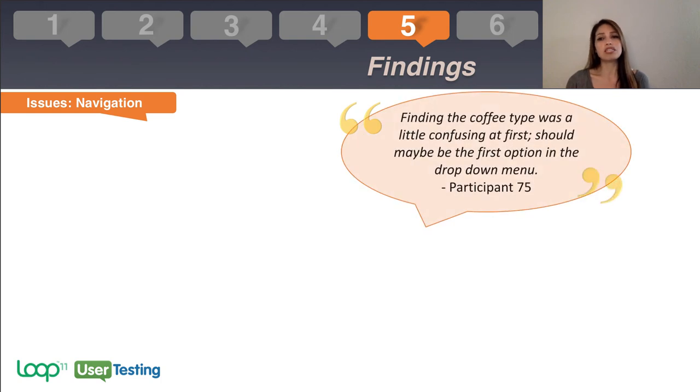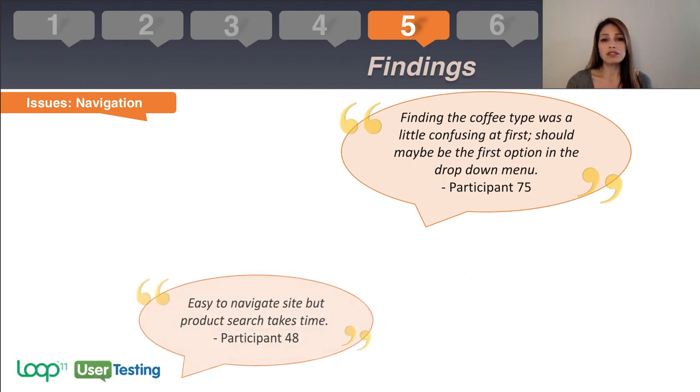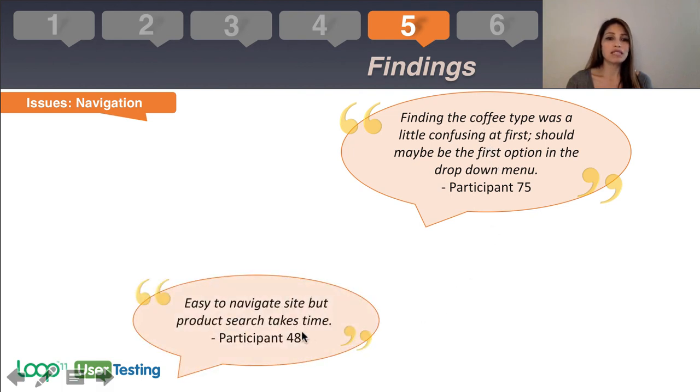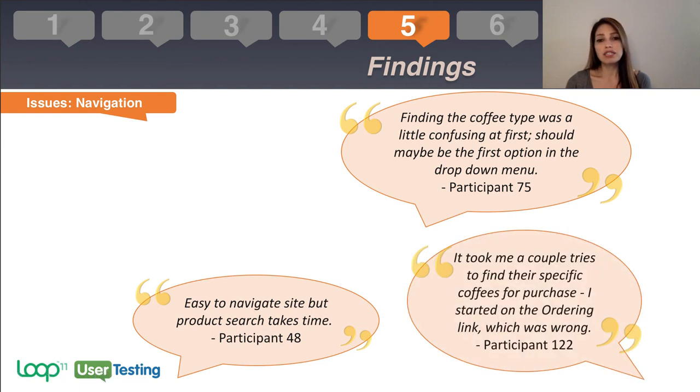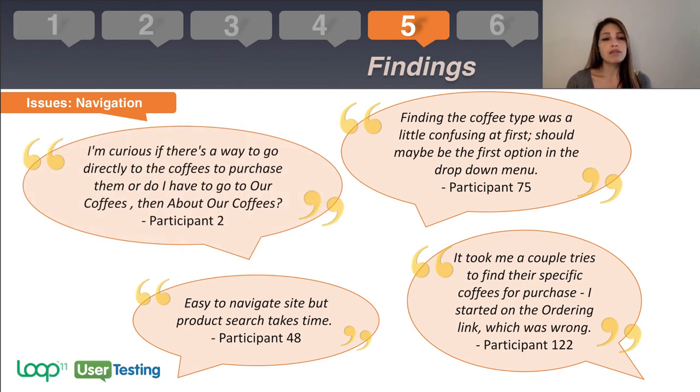Here are some comments from participants regarding the navigation. Participant 75 said it was confusing. Participant 48 said the product search takes time to find. Participant 122 says she started on the ordering link, which was wrong. And then participant 2 is wondering if there's a way to get to the Fresh Roasted Beans with just one click.